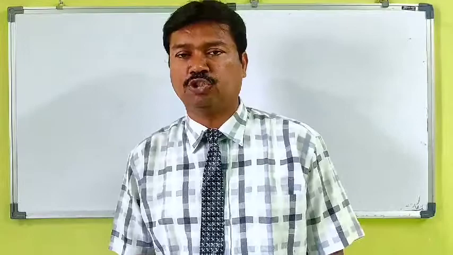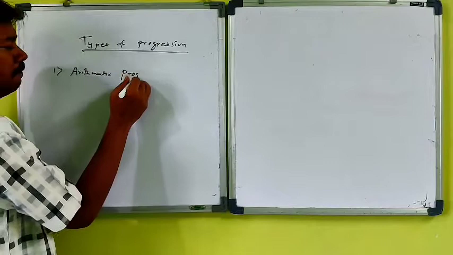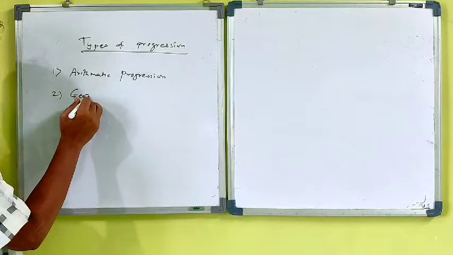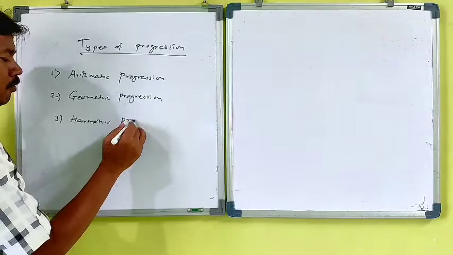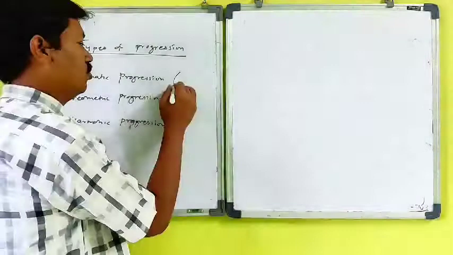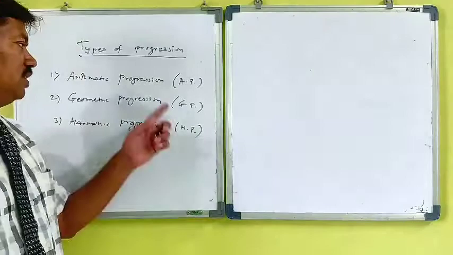So these are the types of progression. First one is called arithmetic progression. The second one is called geometric progression. Third is called harmonic progression. In short, arithmetic progression is also called AP, this is called GP, and the last one is called HP. Now we'll discuss one by one in the introduction.